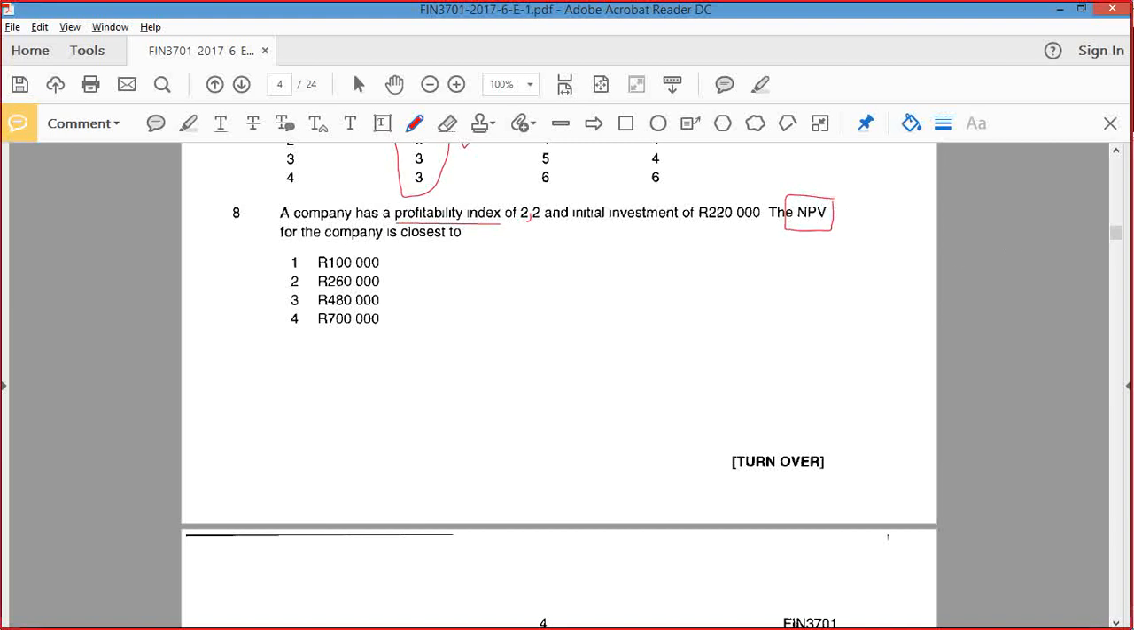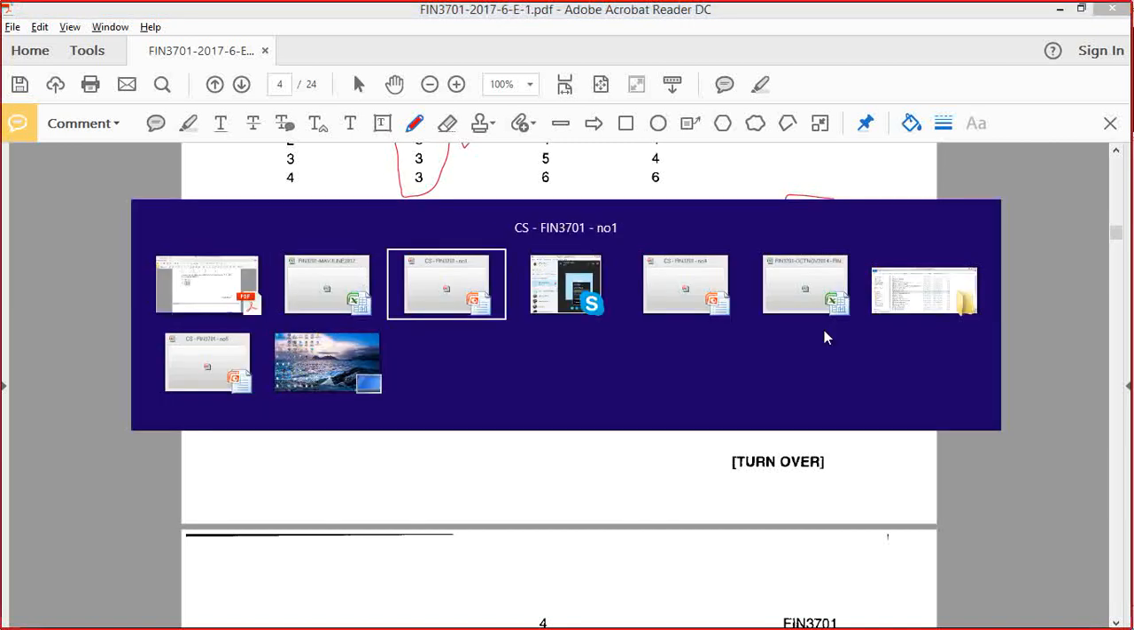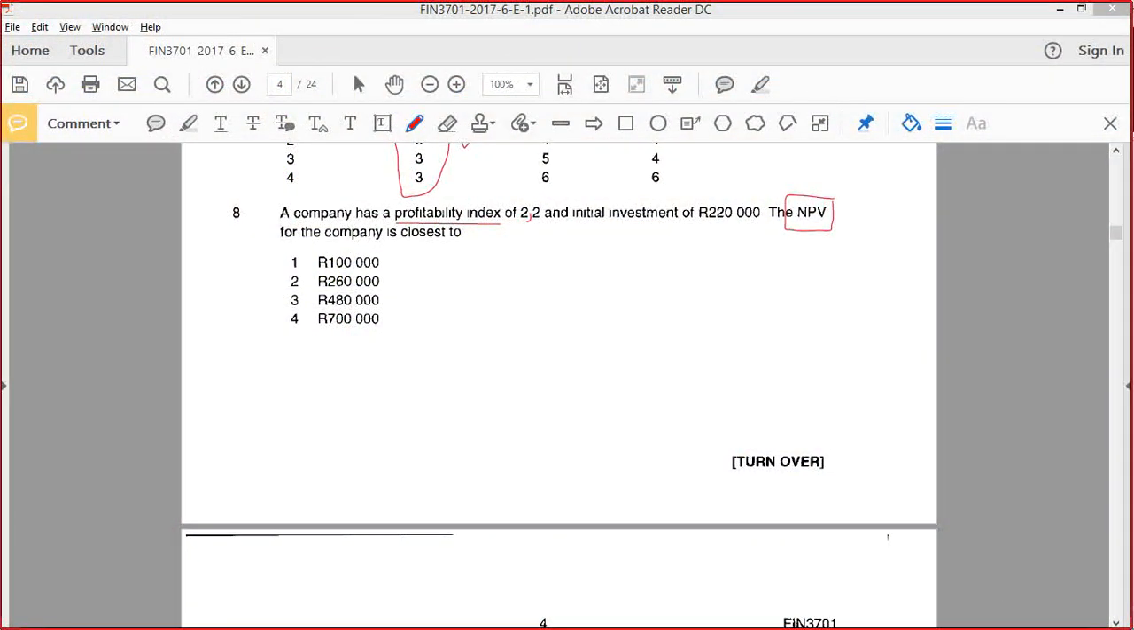So you go to your formulas and you get the NPV one. I just need to go get that from our notes. NPV. That would have been covered in week 3.